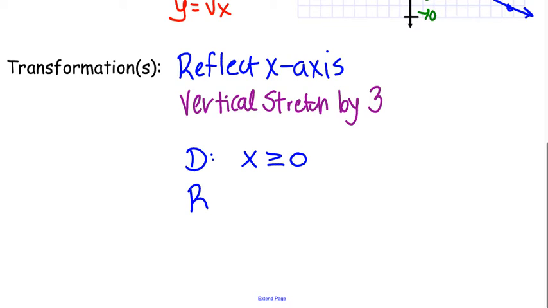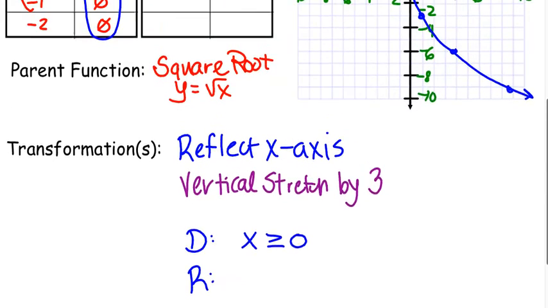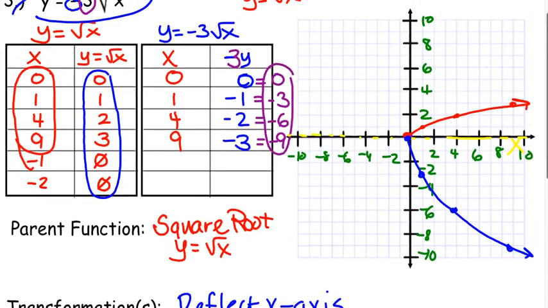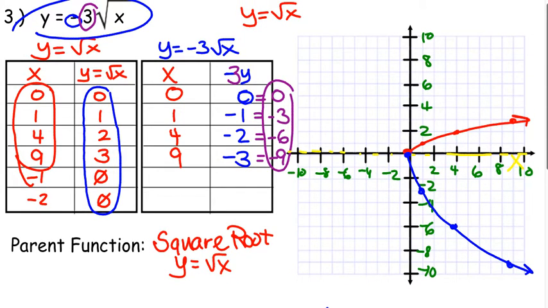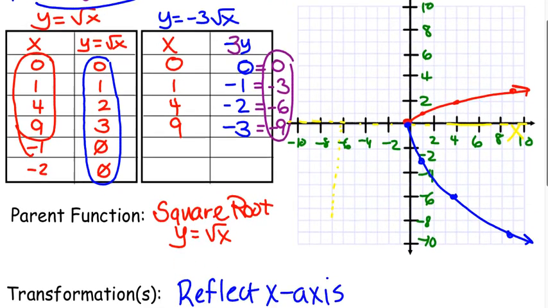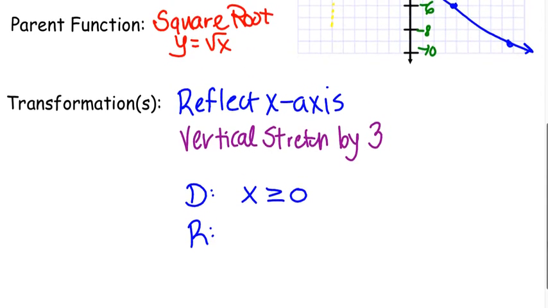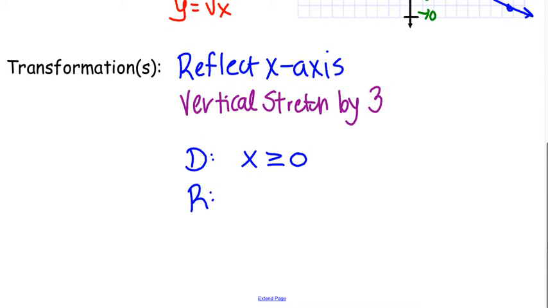Now your range. The range is a little bit different than your parent function. Notice that all of your y values are happening below this horizontal axis. So we say this is y is less than or equal to 0. Now in our parent function, it's above that horizontal axis, so that would be y greater than or equal to 0. So our parent function's range is different than our new function. So our range is y is going to be less than or equal to 0. It's below that horizontal axis.